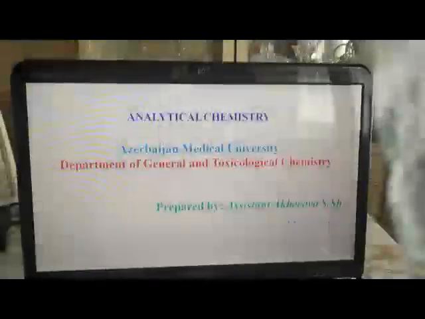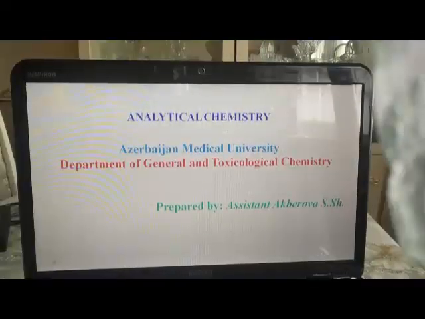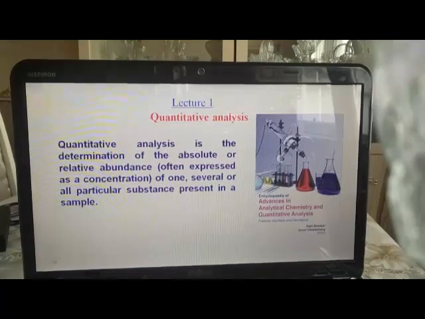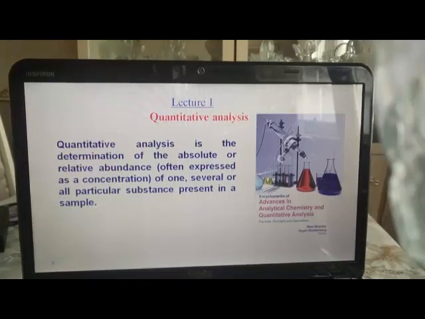Dear students, today we begin our first lecture from the Analytical Chemistry of the second semester. The name of our first lecture is Quantitative Analysis. Quantitative analysis is the determination of the absolute or relative abundance, often expressed as a concentration, of one, several, or all particular substances present in a sample.